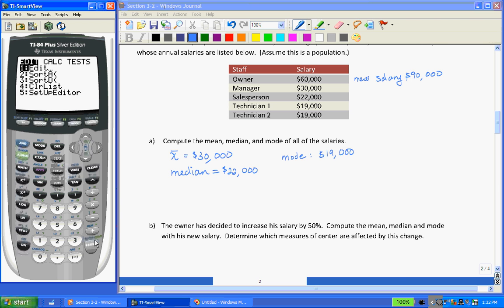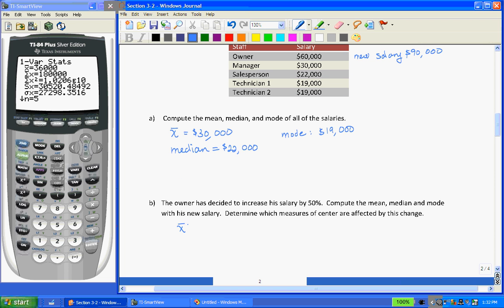So we're going to do all the same statistics and see if, or what, if anything, changes. I'm going to go back into my list, and I'm just going to write over that 60,000 and replace it with 90,000. And I'm going to run my one variable statistics again and see if anything changes. Well, it looks like the mean definitely changed. This time x bar is 36,000.